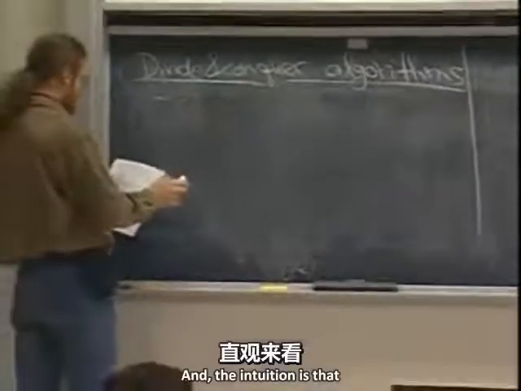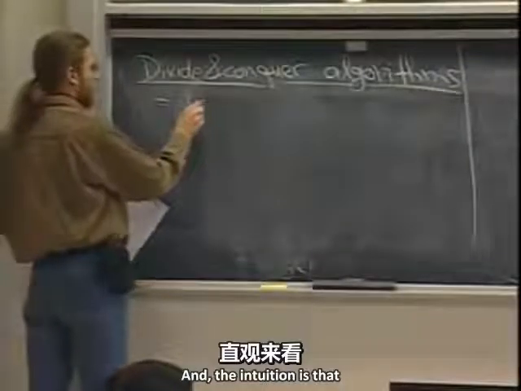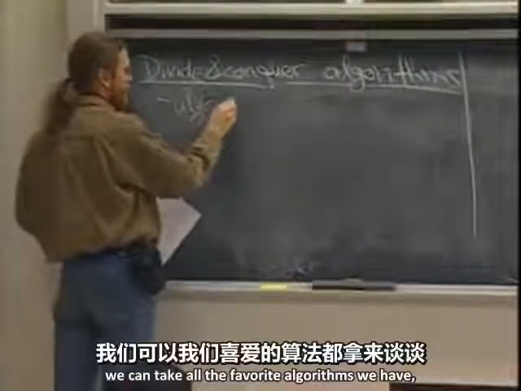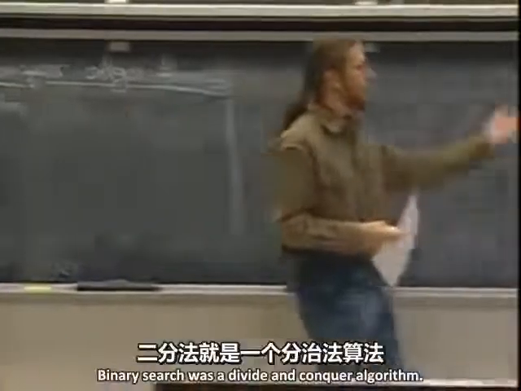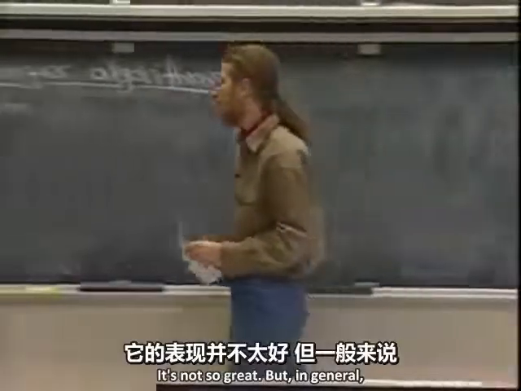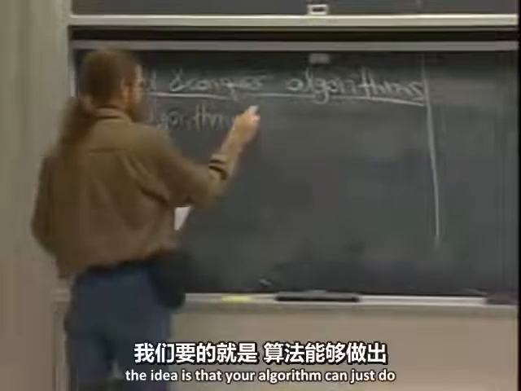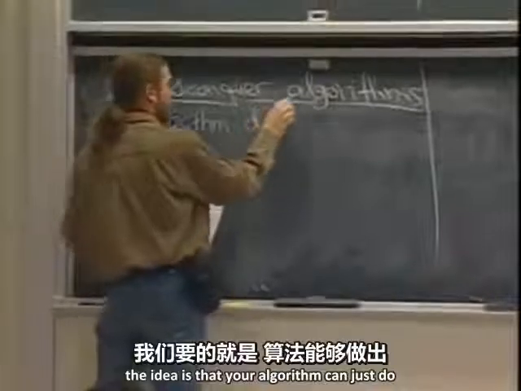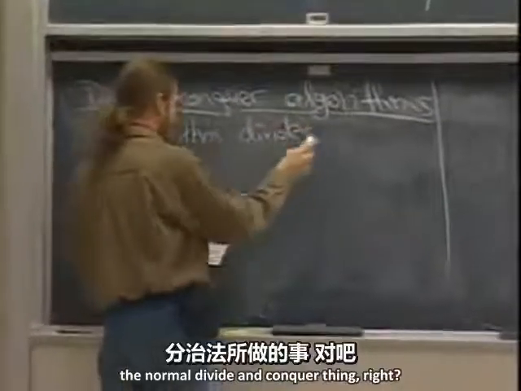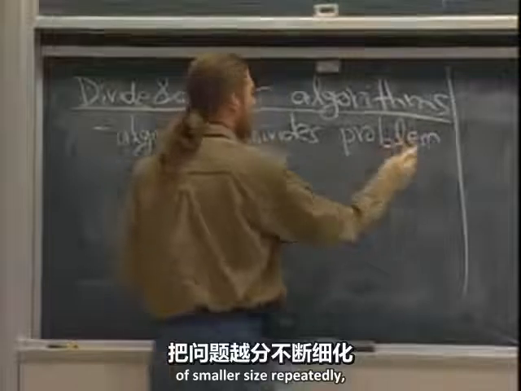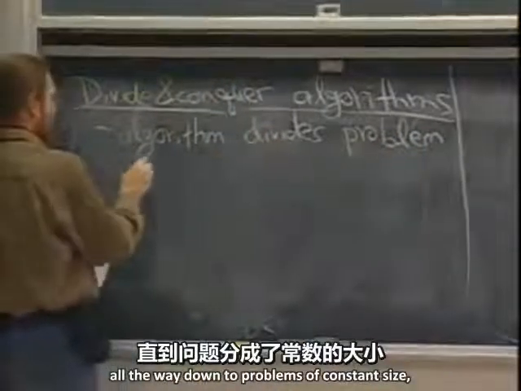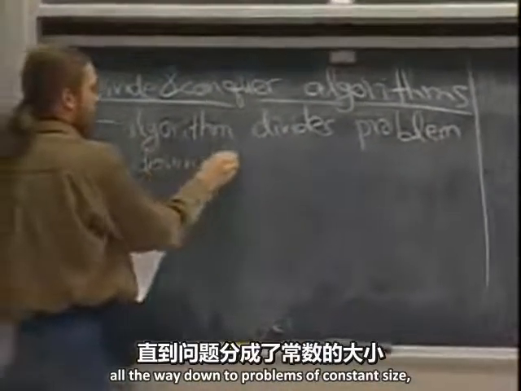And the intuition is that we can take all the favorite algorithms we have. Obviously, it doesn't always work. Binary search was a divide and conquer algorithm. It's not so great. But in general, the idea is that your algorithm can just do the normal divide and conquer thing, right? You divide your problem into subproblems of smaller size repeatedly, all the way down to problems of constant size.